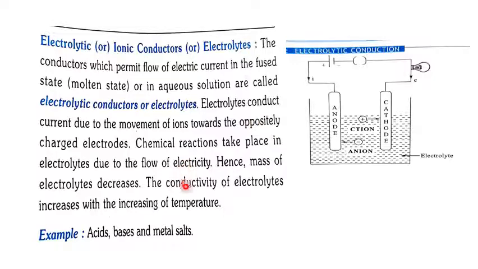The conductivity of electrolytes increases with the increase of temperature. Why? Because when temperature increases, the number of ions increases by the dissociation of salt. So what are the examples? Acids, bases and metal salts.